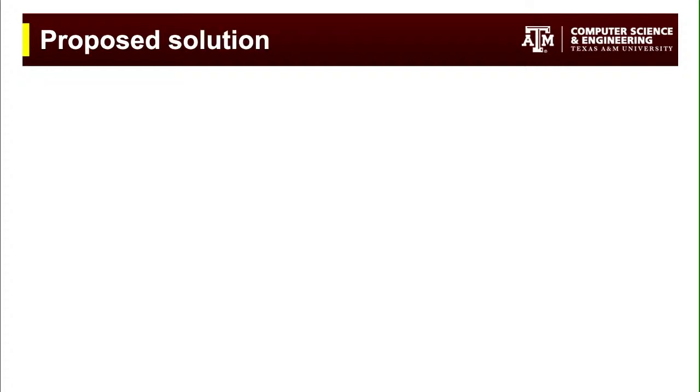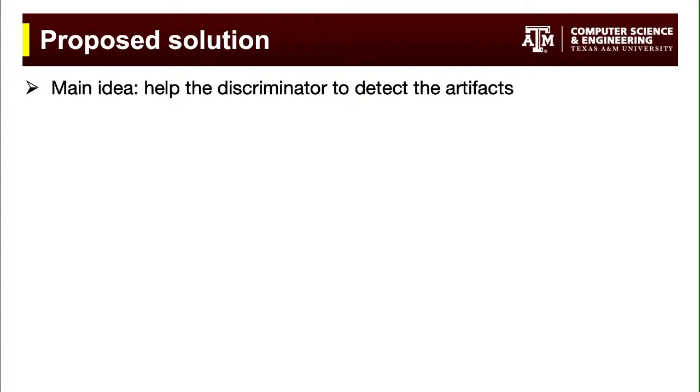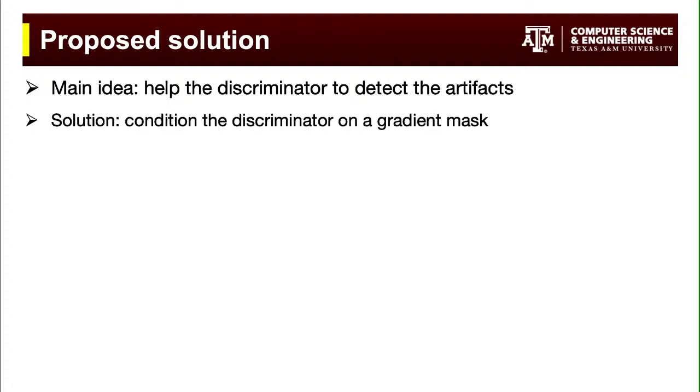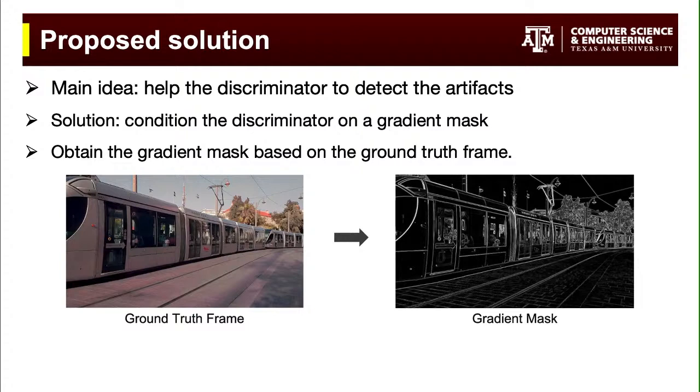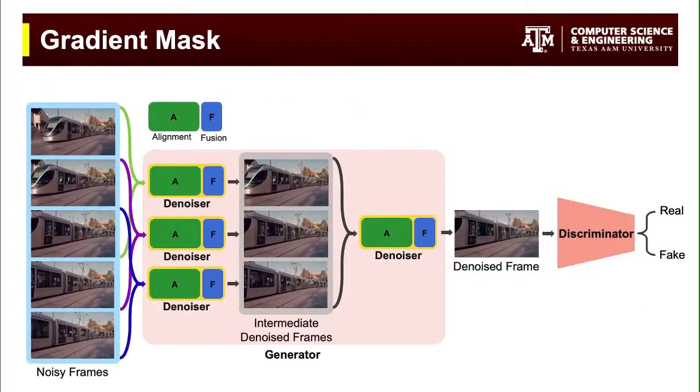To address this issue, our main idea is to provide additional information to the discriminator to be able to distinguish the smooth regions from the high-frequency areas, and therefore detect the artifacts in the smooth regions. We do this by conditioning the discriminator on the gradient mask. As shown here, the gradient mask clearly detects the high-frequency areas. To condition the discriminator on the gradient mask, we simply concatenate the gradient mask with the denoised frame.